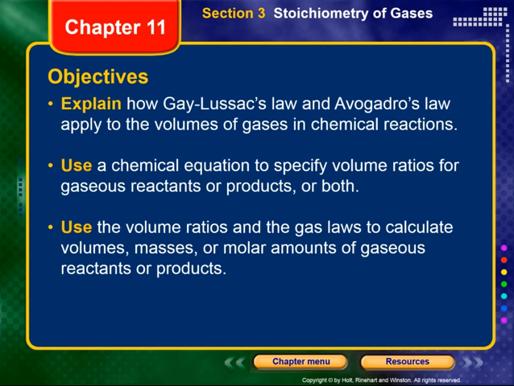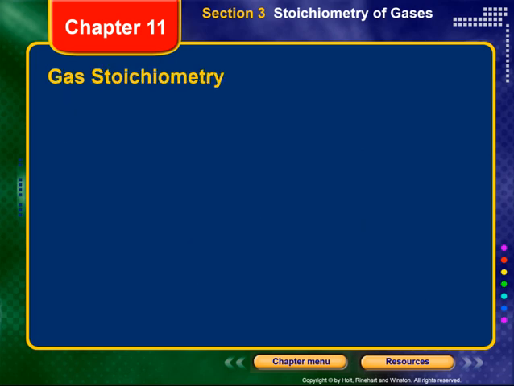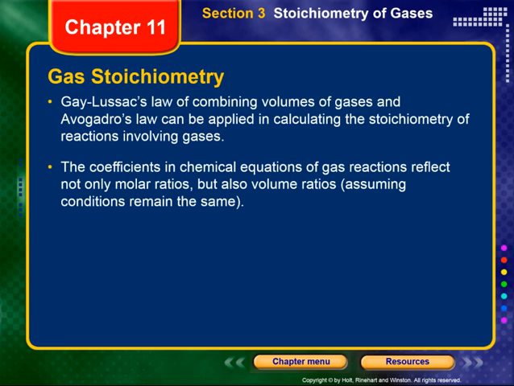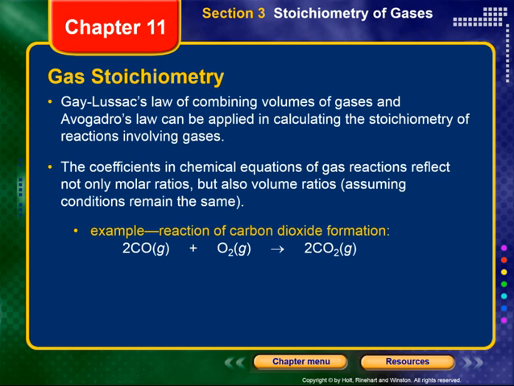Use the volume ratios and the gas laws to calculate volumes, masses, or molar amounts of gaseous reactants or products. Now, we're only doing this with gases. Remember that these laws only apply to gases. That's why we're using volumes. But here we go. So we're doing gas stoichiometry.